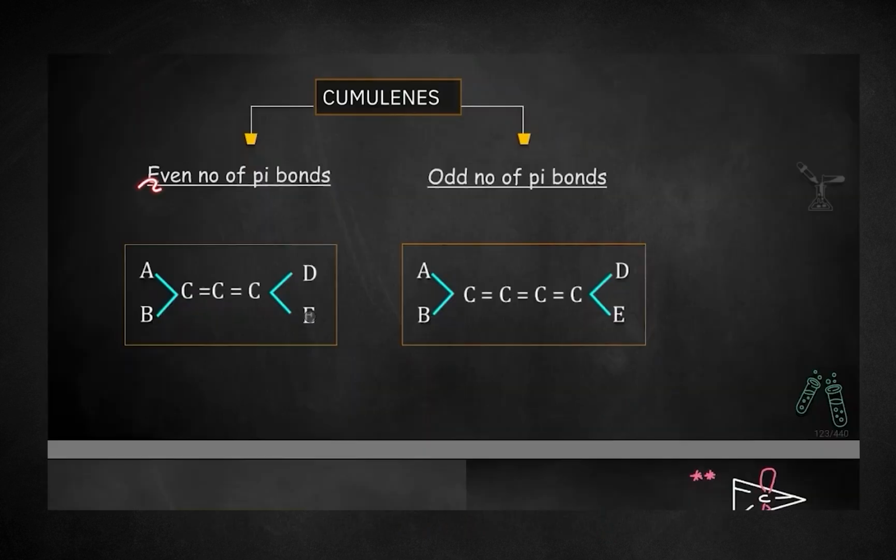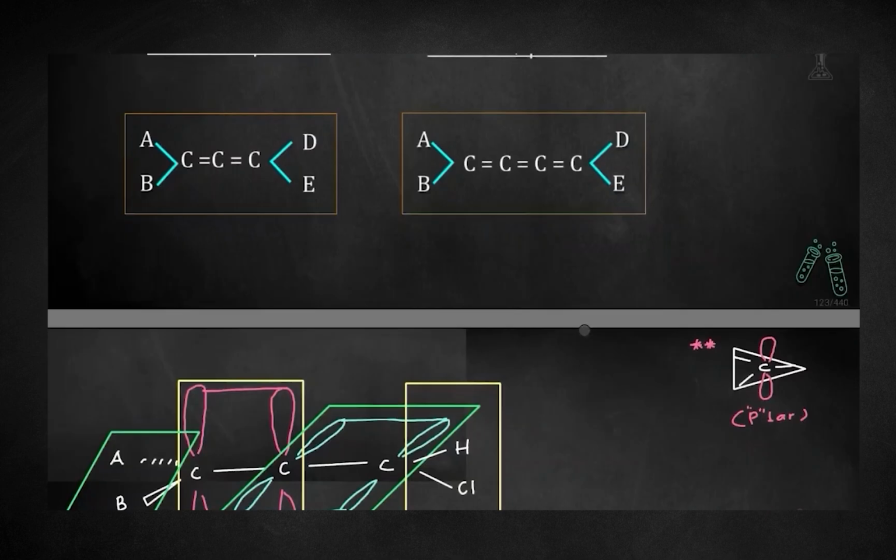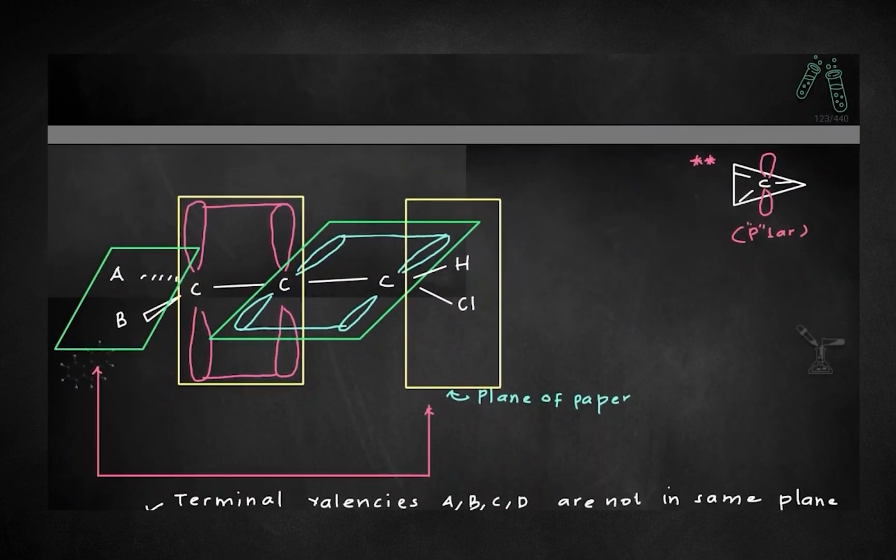So we have studied that there are 2 types of cumulene, even and odd, and now let's see the orbital diagram of the even cumulenes. This is an orbital diagram of even cumulene. This is carbon number 1, carbon number 2, this is carbon number 3. Now this is 1 pi bond, as you can see, and this is the second pi bond, and both pi bonds are perpendicular to each other.